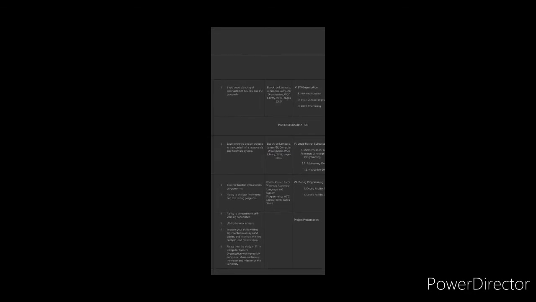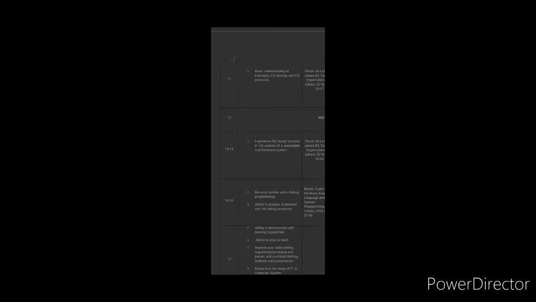Week 13 to 14, the goal is to experience the design process in the context of a reasonable size hardware system. And for that, lesson number 6 will be discussed, the logic design subsystem. It includes microprocessor and assembly language programming. And inside that, we will also discuss the addressing modes and the instruction sets. And we will have our activity for that lesson.